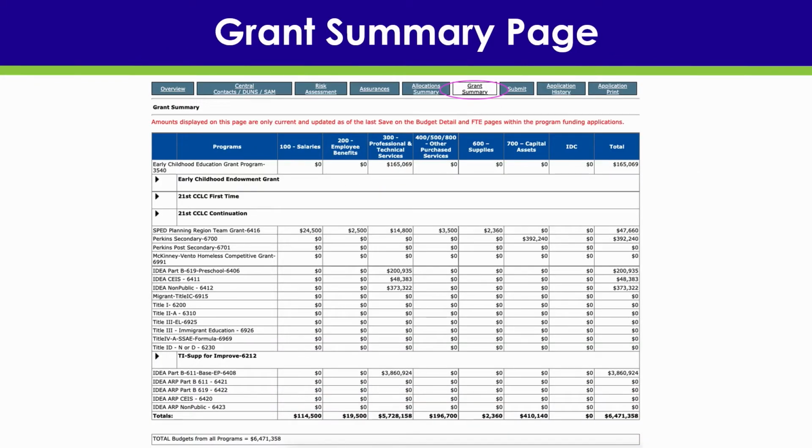And then the last page here is the grant summary page. If you look again at the grant summary page, this will give you more information, and it'll show you how you have those dollars budgeted. So I can look at this and note that in SPED planning, Region Team Grant 6416, I have $24,500 that are budgeted for salaries. I can look right across and see I have $14,800 for 300s in professional technical services. I can also go down and look at my IDEA spending and see where I have my dollars allocated.